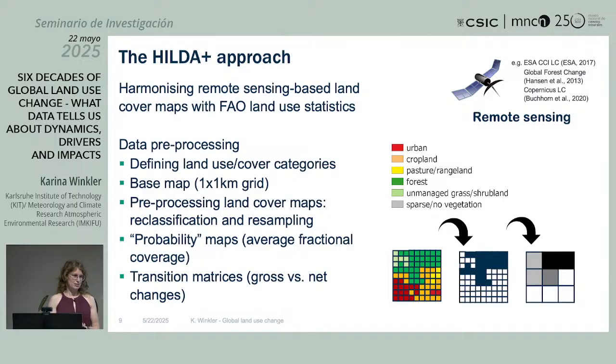What we also take from the remote sensing side is we calculate for every country across the globe a transition matrix, which shows us which land use categories were converted into which land use category for every year. And this is very important because we don't only talk about net land use change, like cropland changed by 20% or so, but we talk about all the different changes, like how much cropland has been lost, how much cropland has been gained within a certain time span.